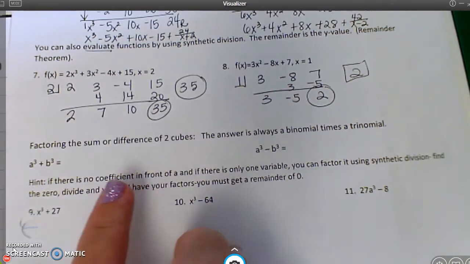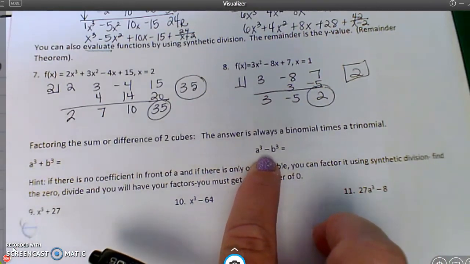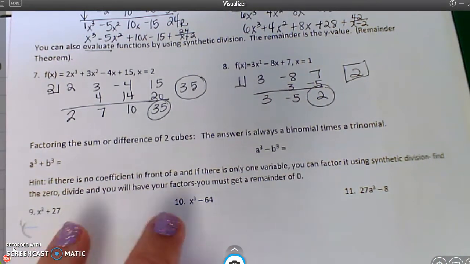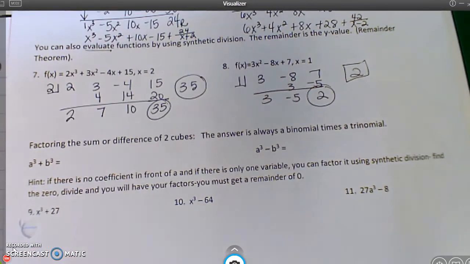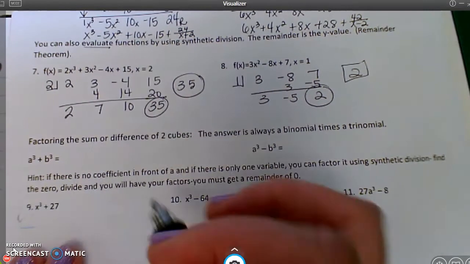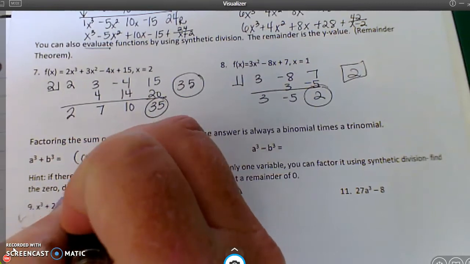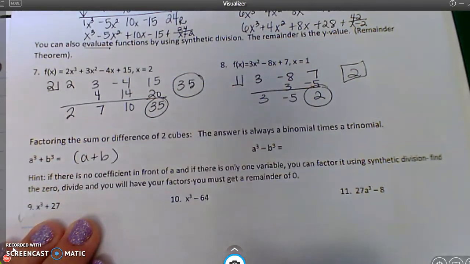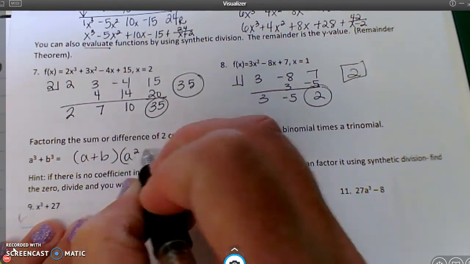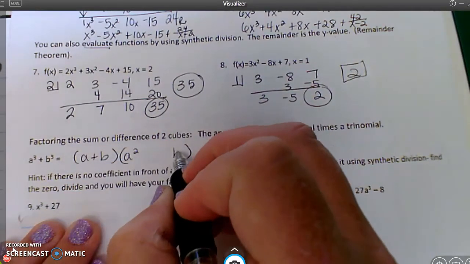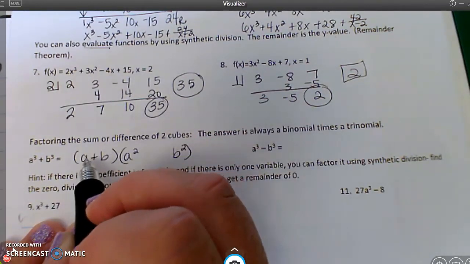So, first thing I'm going to do is show you a pattern that works for cubes. But then I'm going to show you how you can divide to figure out what the answer would be. Okay? So the pattern goes like this. You get rid of the cubes, and so you have a plus b. You square the a, square the b, and then you multiply these two together and you change your sign.